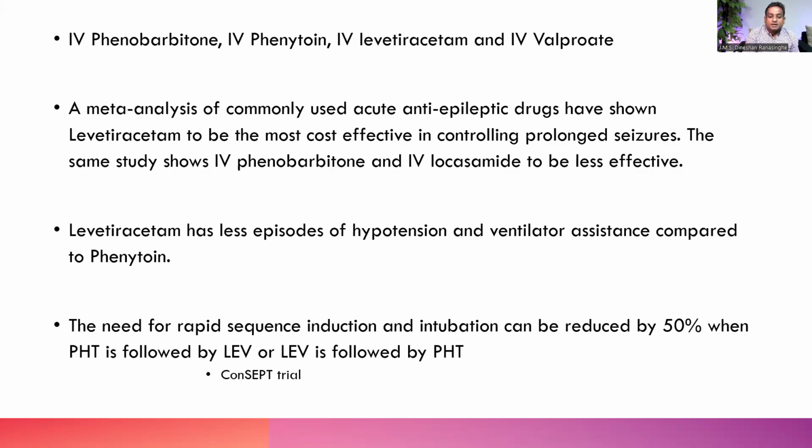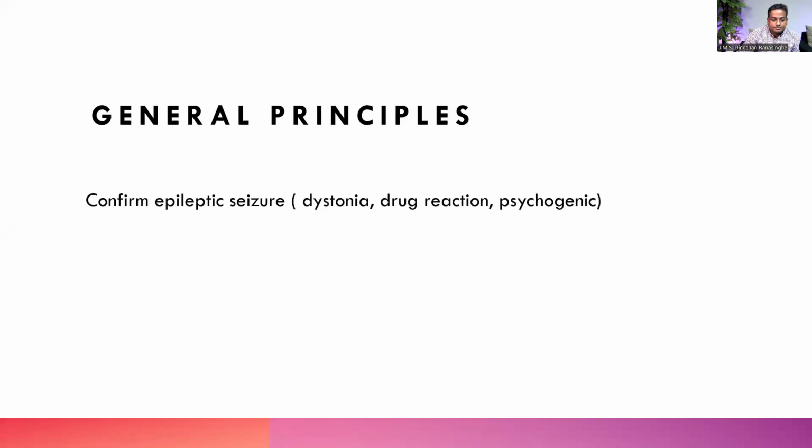Now, second line drugs, we have phenobarbital and phenytoin and levetiracetam and valproate. Out of that, IV valproate is not available. Other three drugs are available. Now, what is important is giving two of these drugs. So you give phenytoin, and then if the seizure does not settle, you give phenobarbital, or you give levetiracetam. Combining these two drugs, not giving together, but sequentially, has been shown to reduce seizures much better and reduces the incidence of this child being sent to the ICU.